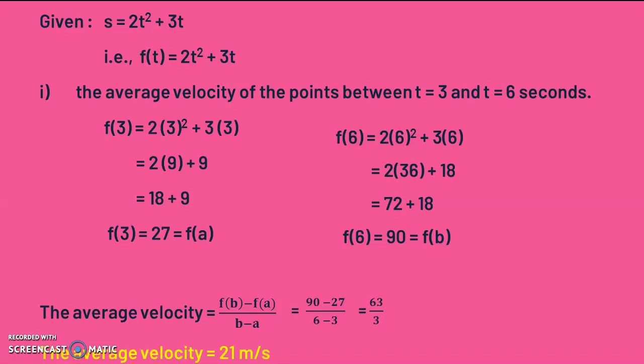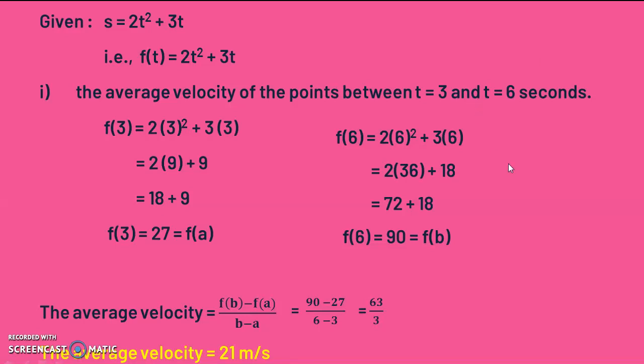So, the unit of velocity is meter per second. So, don't forget to mention the unit of velocity. So, the average velocity is now equal to 21 meter per second. Now we have found the average velocity of the points between t is equal to 3 and t is equal to 6 seconds.